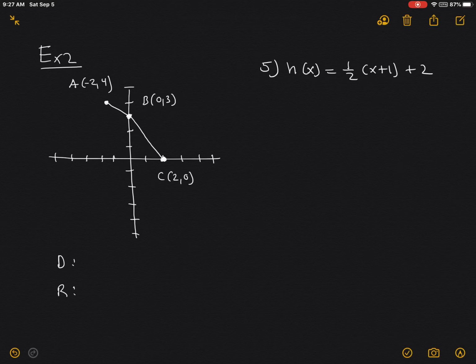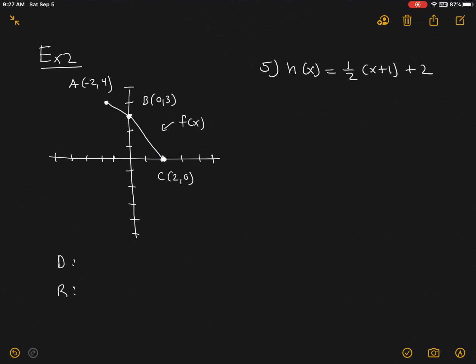All right, let's take a look at example 2, number 5 and 6. And over here I have the graph of f. It's connected by endpoints, connected by line segments, right? Negative 2 comma 4 is an endpoint, 2 comma 0 is an endpoint, 0 comma 3 is another coordinate, and I just labeled them A, B, and C just so we know which coordinate refers to which.